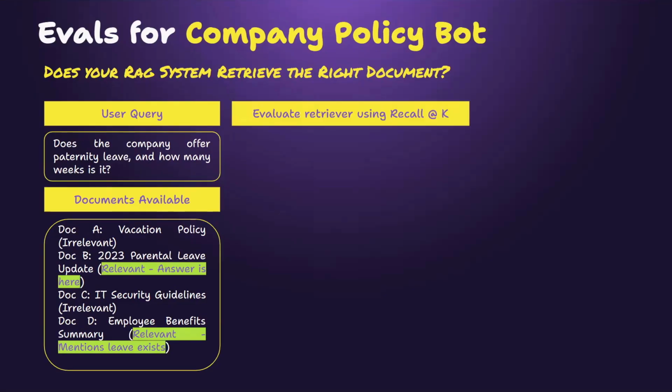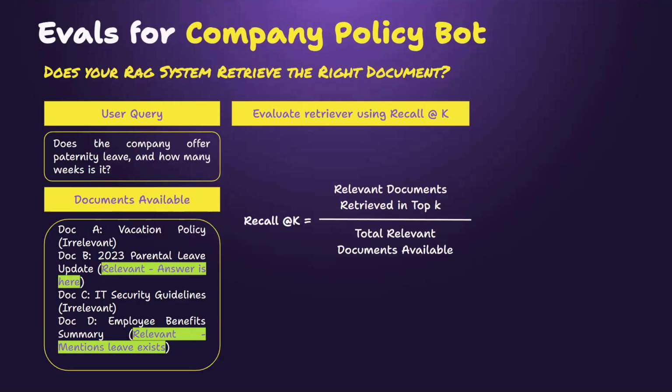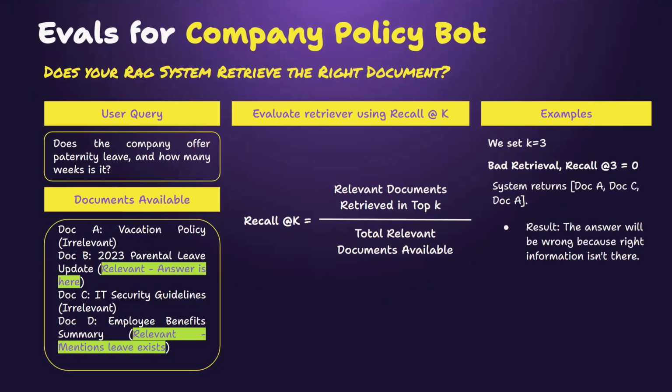To evaluate the performance of retrievers, we measure something called recall at K. The recall metric at K can be understood as the ratio of relevant documents retrieved in the top K results and the total number of relevant documents available. Let's say, in this example, you set a value of K equal to 3.